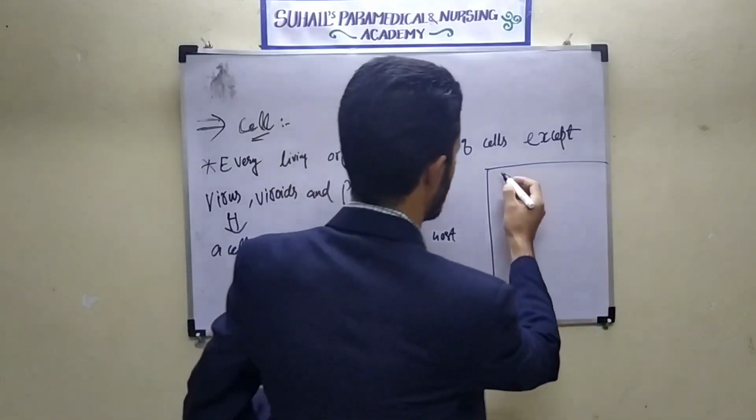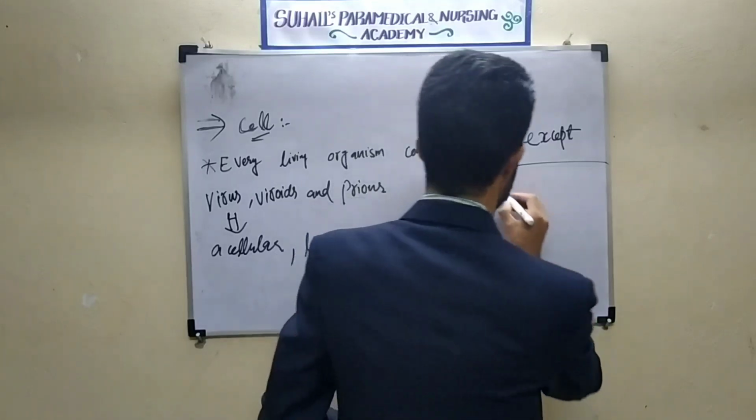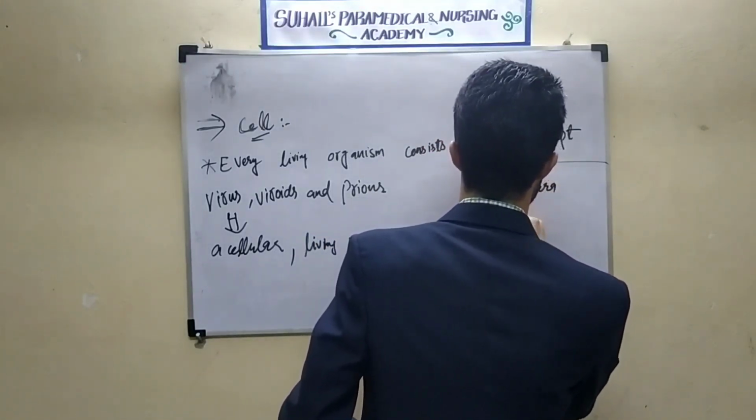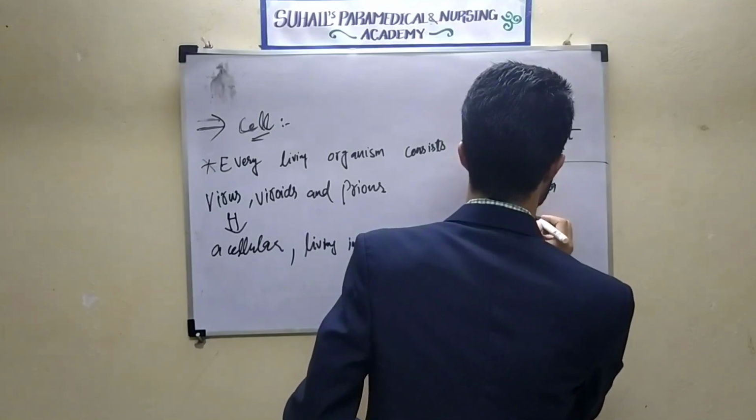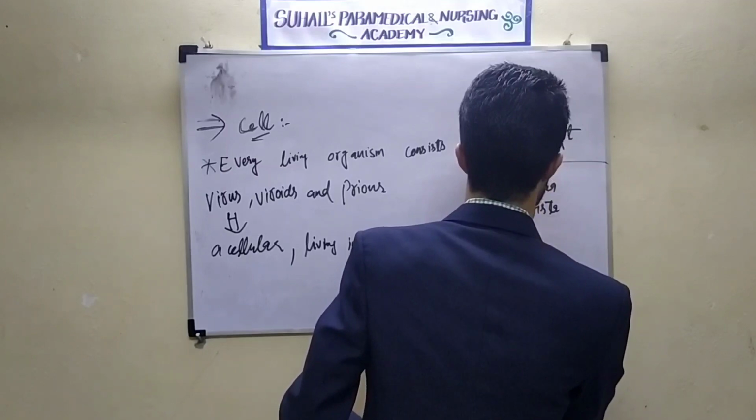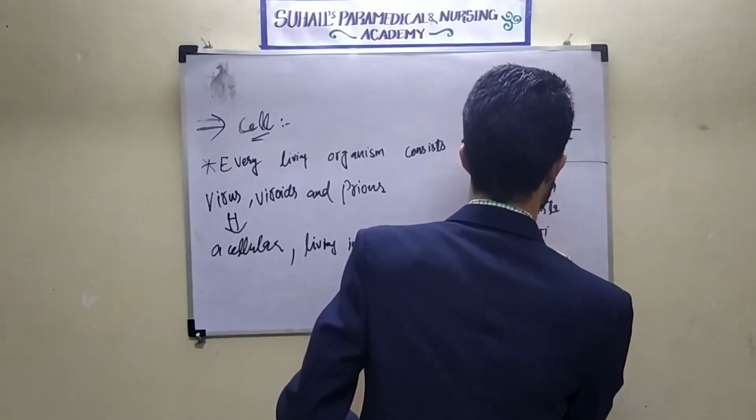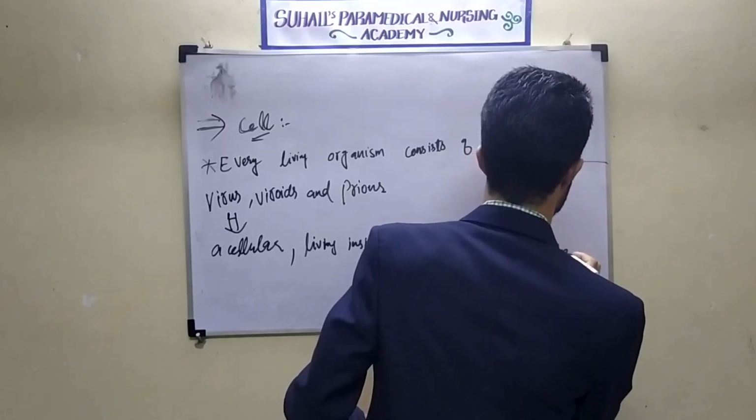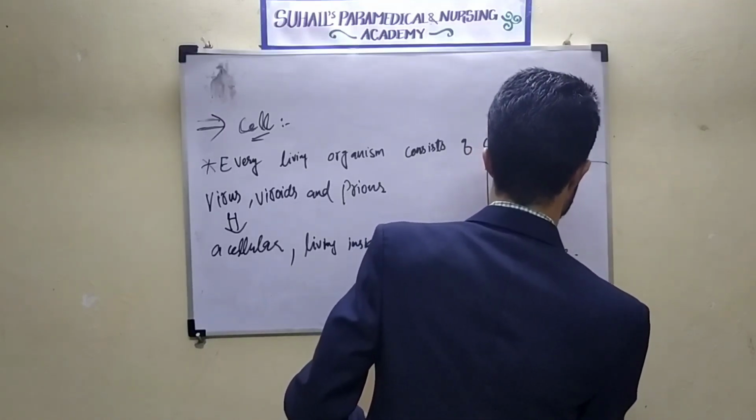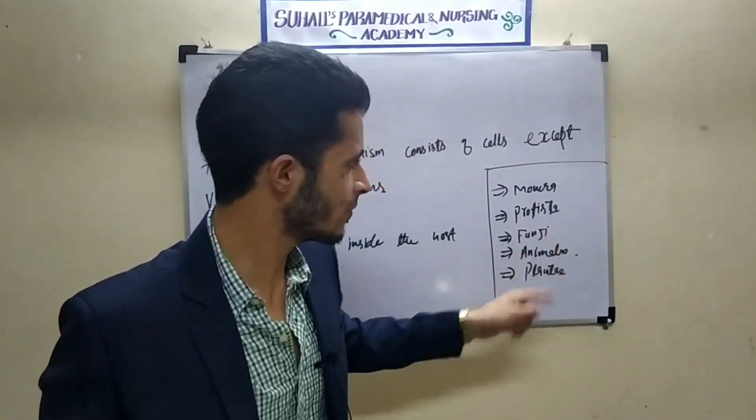So here I am telling about the Robert H. Whittaker 5 kingdom classification. There are 5 kingdoms. One is kingdom Monera, another is kingdom Protista, kingdom Fungi, kingdom Animalia, and kingdom Plantae. These are the five kingdoms as per 5 kingdom classification.